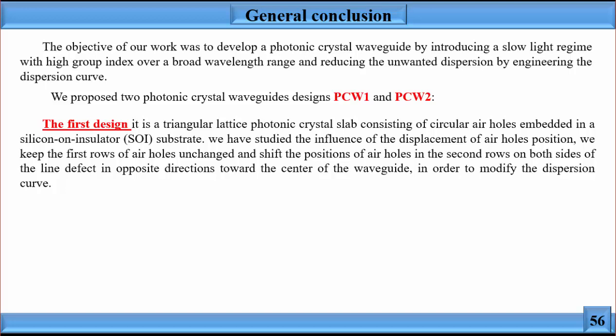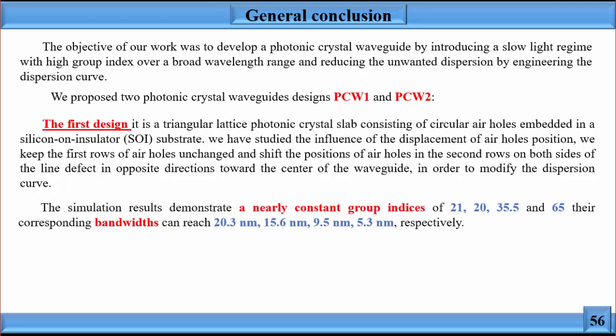We keep the first rows of air holes unchanged and shift the positions of air holes in the second rows on both sides of the line defect in opposite directions toward the center of the waveguide, in order to modify the dispersion curve. The simulation results demonstrate nearly constant group indices of 21, 20, 35.5, and 65. Their corresponding bandwidths can reach 20.3 nanometers, 15.6 nanometers, 9.5 nanometers, and 5.3 nanometers, respectively.